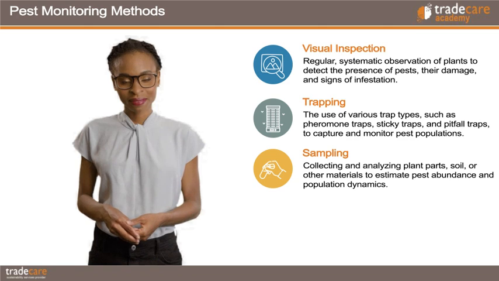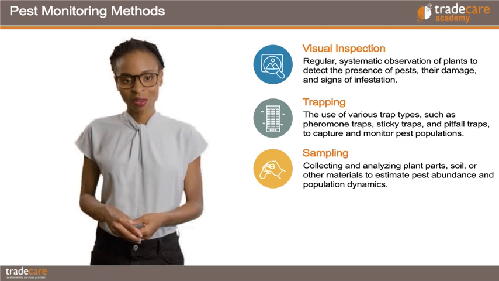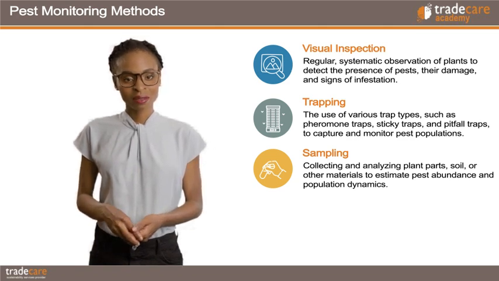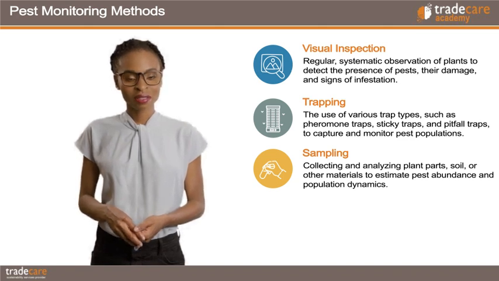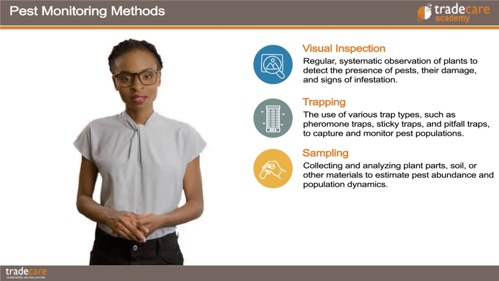Sampling. This technique includes collecting and analyzing plant parts, soil, or other materials to estimate pest abundance and understand population dynamics. Sampling is crucial for assessing pest pressure and planning management actions.